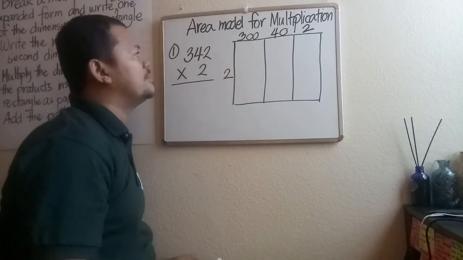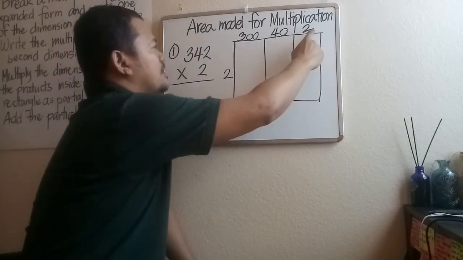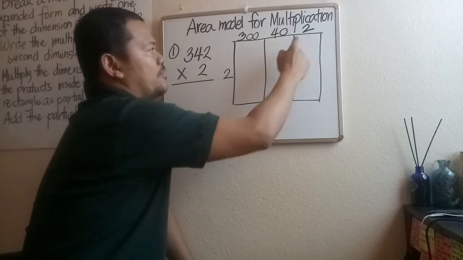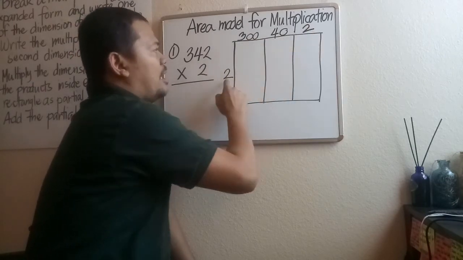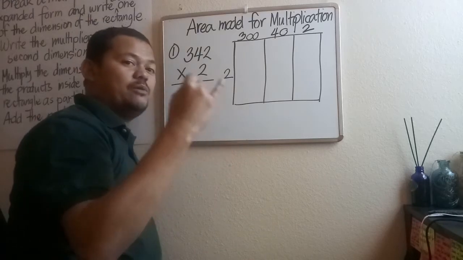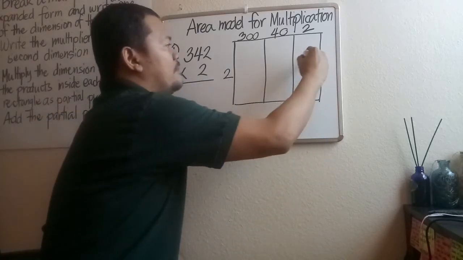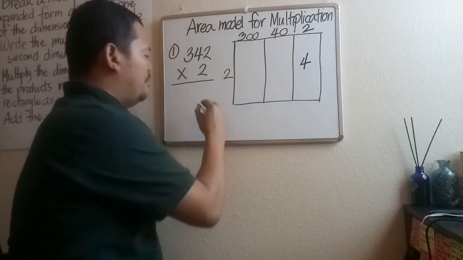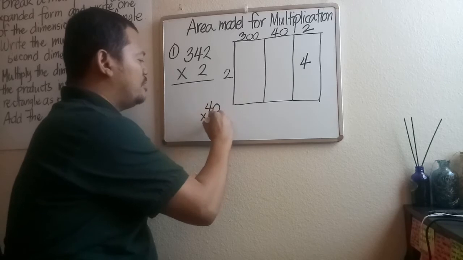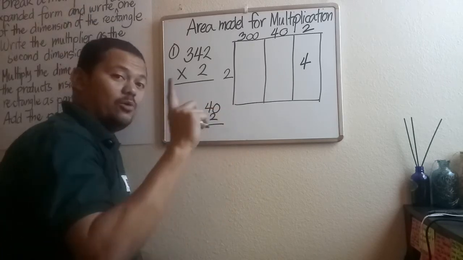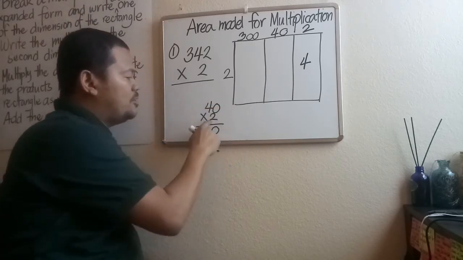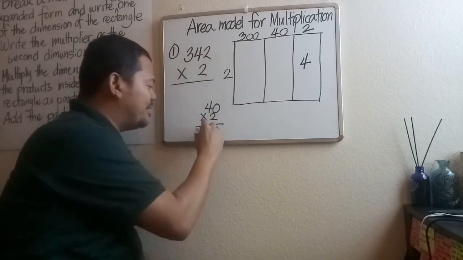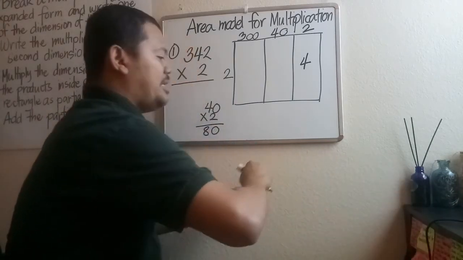Okay, now I want you to multiply ones, tens, and hundreds. So first things first, ones, or 2 times 2. Let's count by 2. 2, 4. Right here 4. Next, 40 times 2. How many zeros do we have? Only 1. 2 times 4 equals 2, 4, 6, 8. The answer is 8. So we write here 80.